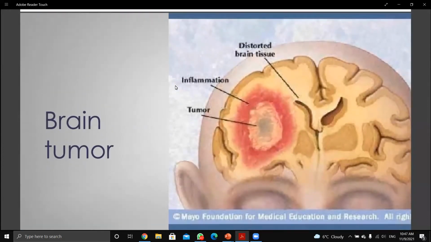As we see this, the tumor makes inflammation of the brain.